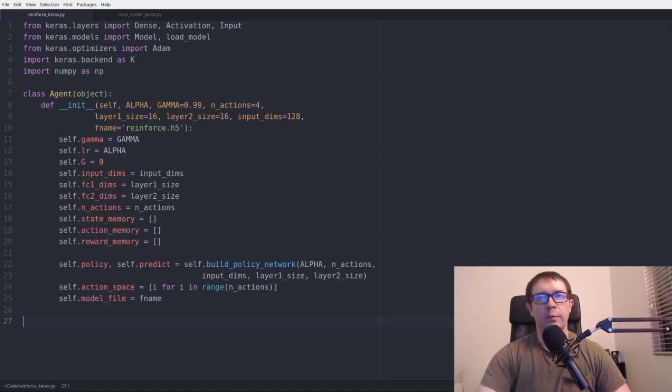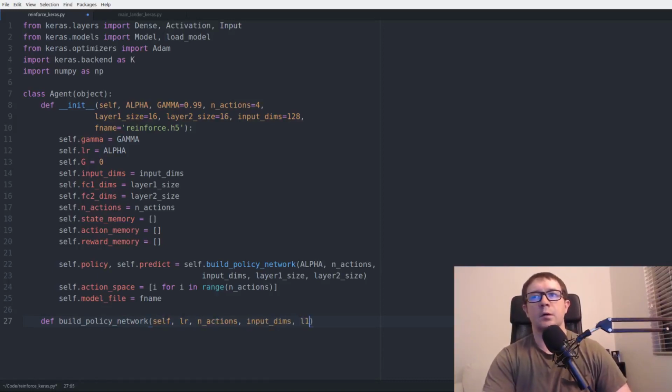Let's do our build policy network function. Build policy network takes in self, learning rate, and actions, input dims, L1 size, and I'm going to abbreviate it here, L2 size, and that is it. So we need to declare our input layer. That is from Keras, the layer we import at the top, and it takes a shape as input, and that must be self.input dims, comma. That indicates it takes a batch.